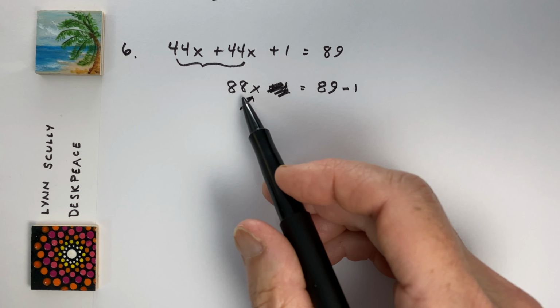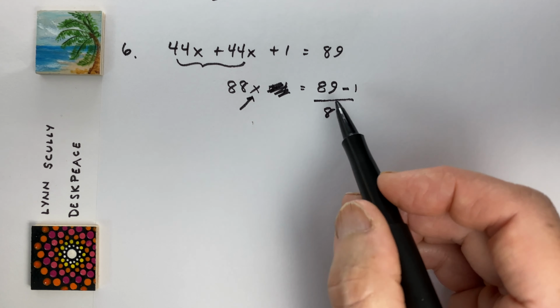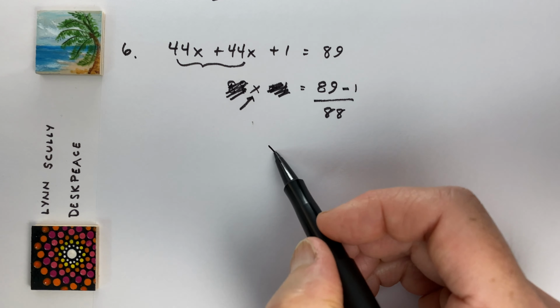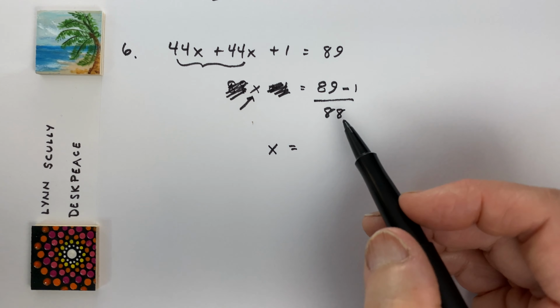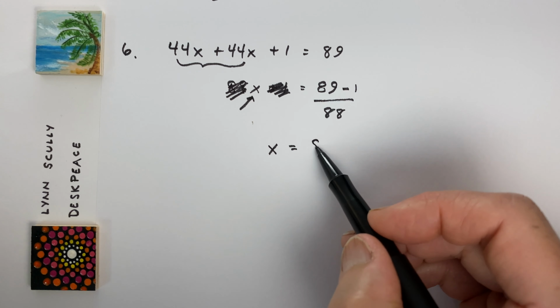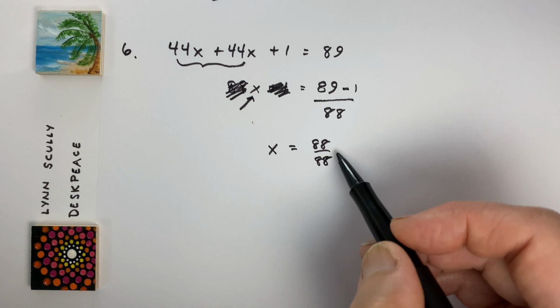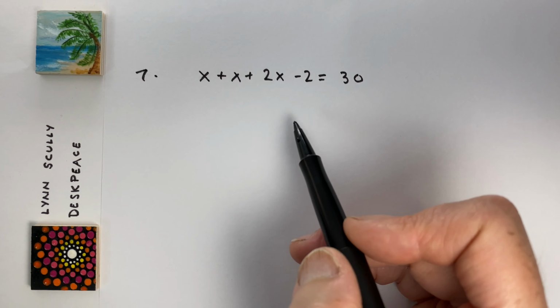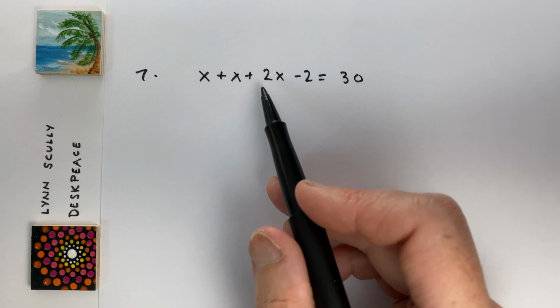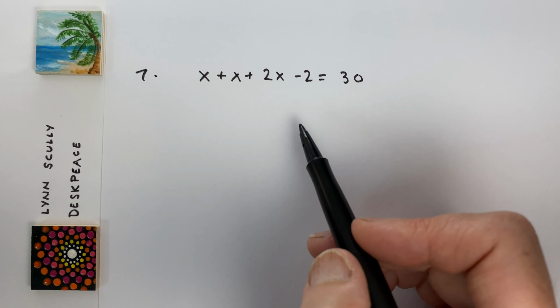This has to move by division to the other side of the equal sign. My x is alone, and now I can clean up this arithmetic. 89 minus 1 is 88 over 88 equals 1.